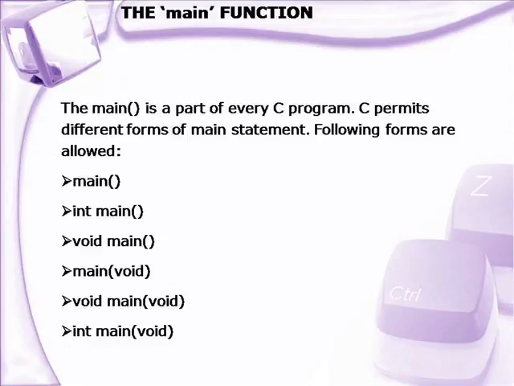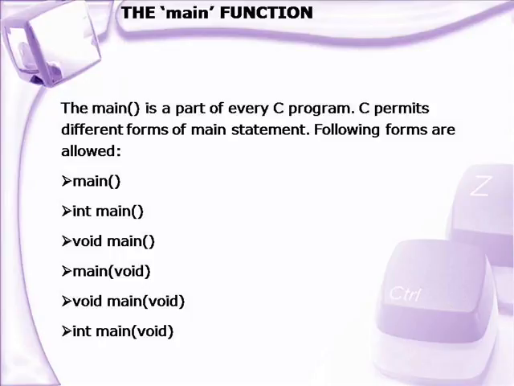The main function. The main is a part of every C program. C permits different forms of main statement as stated here. The empty pair of parentheses indicates that the function has no arguments. This may be explicitly indicated by using the keyword void inside the parentheses. We may also specify the keyword int or void before the word main.